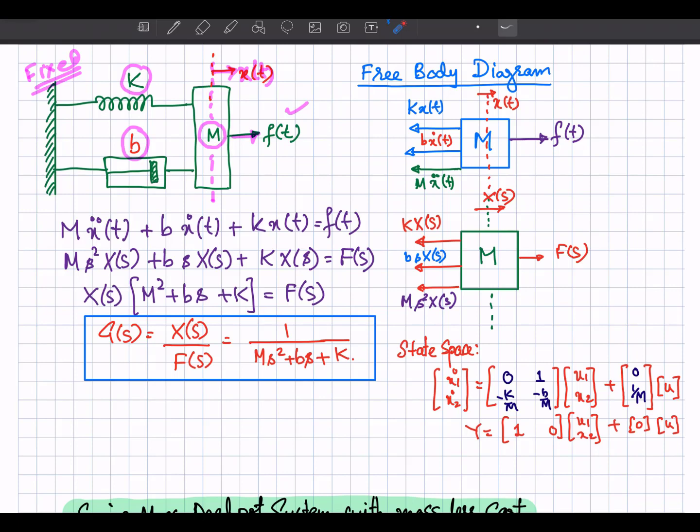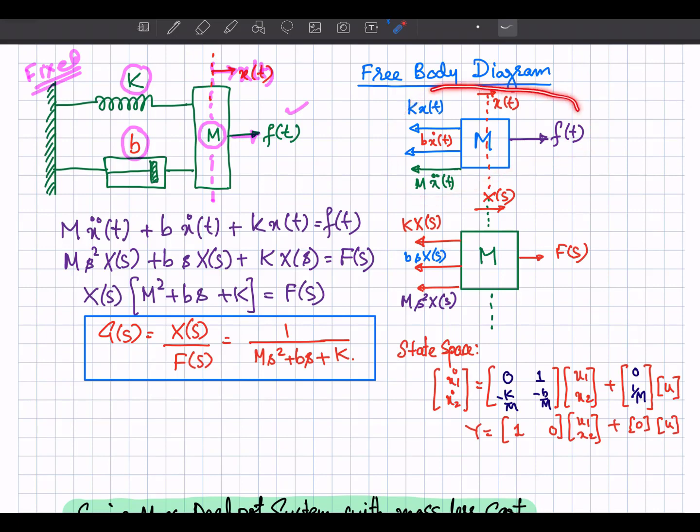There will be an opposite force that will be applied by the spring, that is kx(t). Another force that will be applied by the damper, that is bx dot(t) or b into v, and the third force that will be applied because of the mass, that is mx double dot. So a free body diagram indicates all the forces acting over a body.